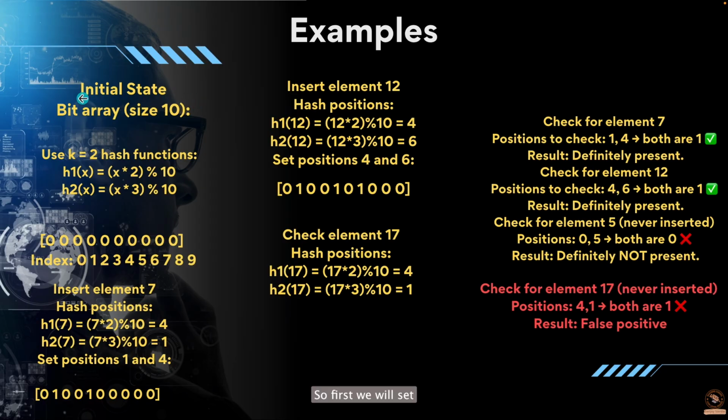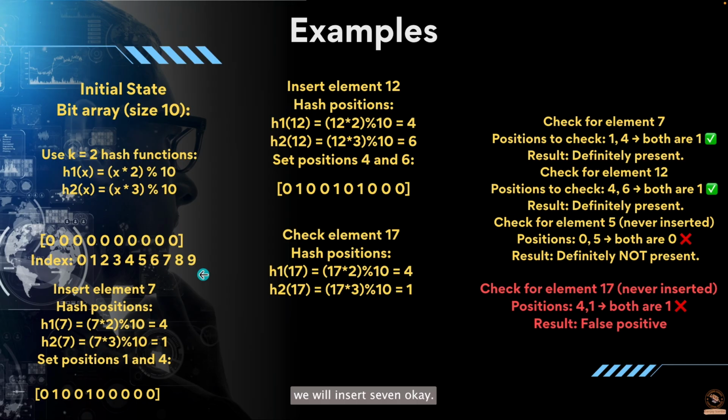First we set the initial state of the Bloom filter by taking a bit array of size 10. We will be using two hash functions, h1(x) and h2(x), where the formula is (x * 2) modulo 10 for the first and (x * 3) modulo 10 for the second hash function. This is the bit array where all the elements are set to 0 in the starting, and these are the indexes of all the elements.